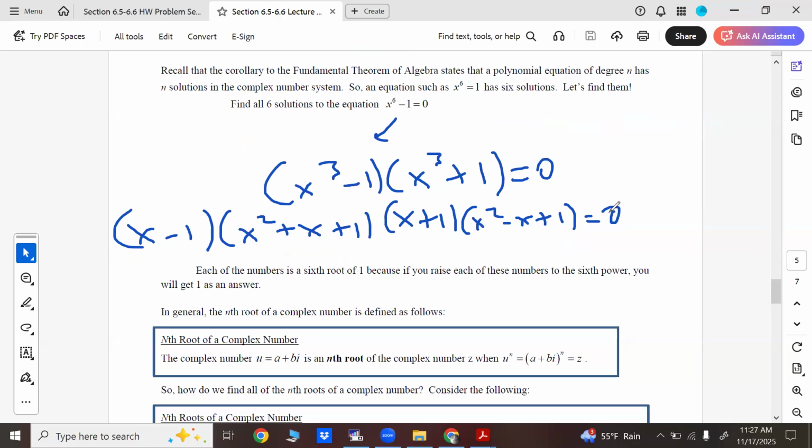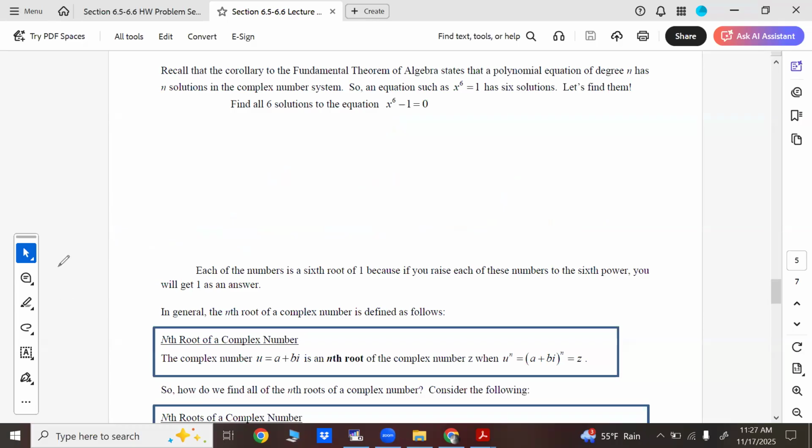Well, this can be broken down further, and if I solve this using the quadratic formula, I'll get imaginary answers. So now I see, okay, this should provide 6 answers. But I'm going to show you a process that streamlines all this, because sometimes you don't have the option to break down the polynomials this way. So we need a more universal process that will always be reliable.